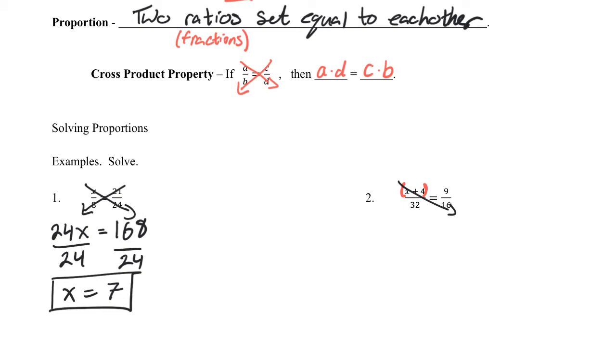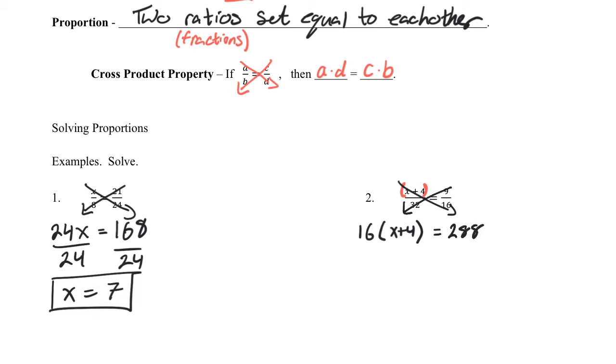Now, when we multiply this, we have to remember that x plus 4 is a quantity. So we're going to have 16 times the quantity, so we use parentheses, x plus 4. So now if you're looking at that, you can see, we're going to have to distribute. So you don't want to multiply 16 to just the x or just the 4. You have to multiply it to both. All right, next cross product, 9 times 32, we get 288.